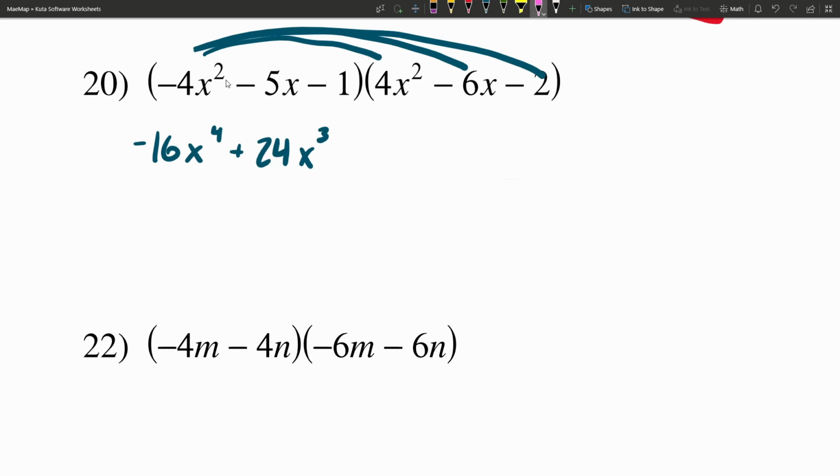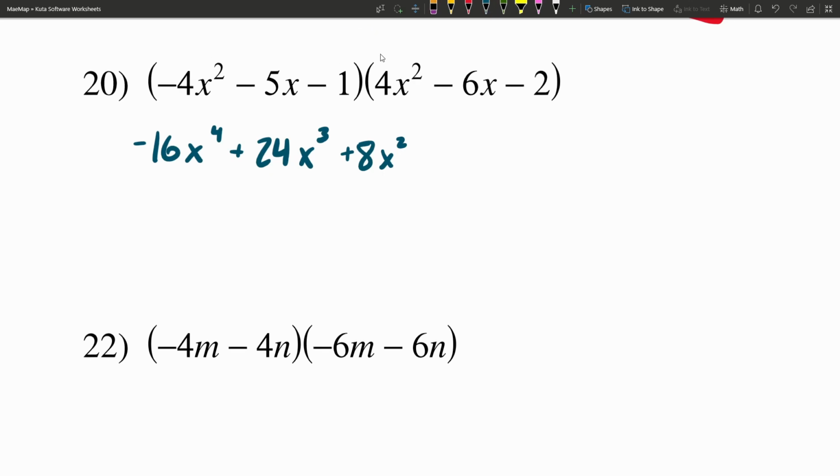Again, when we multiply terms together, we add those exponents. So 2 plus 2 became that 4, and 2 plus 1 became that 3. Continuing on, however, negative 4x squared times a negative 2 is going to be a positive 8x squared.